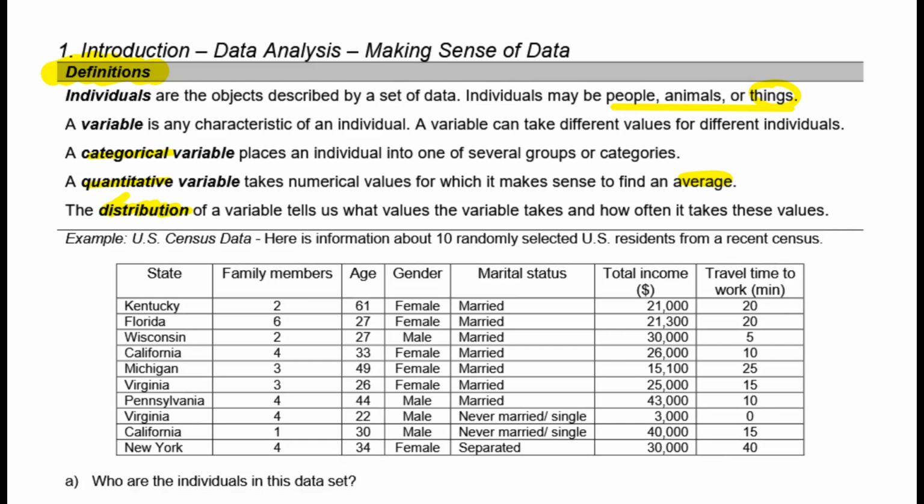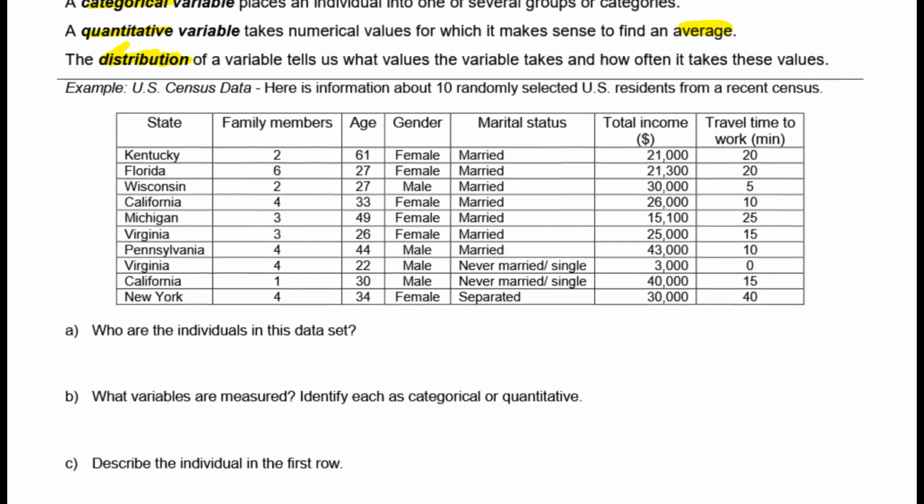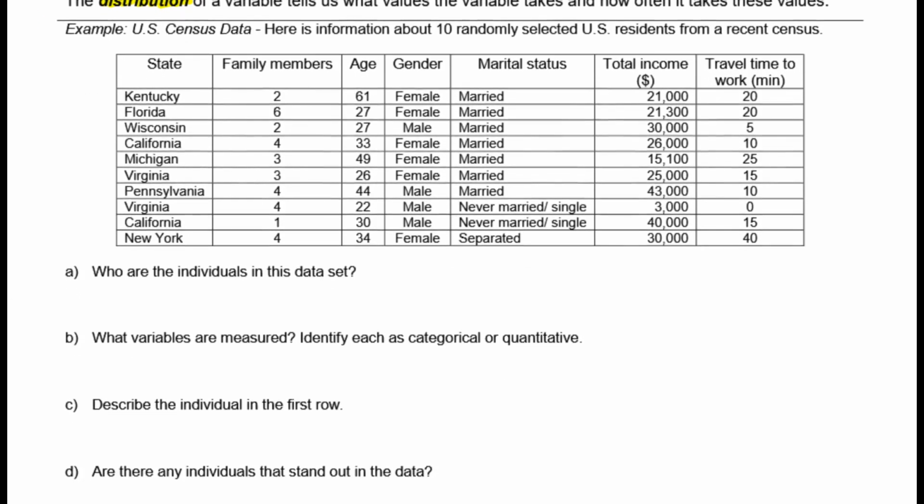It's our first example. U.S. Census data. Here's information about 10 randomly selected U.S. residents from a recent census. So we've got state, family members, age, gender, marital status, total income, and travel time to work. And then we have some questions about this set of data. So what I'd like you to do is take a look at the table, take a look at the questions, think about it a little bit before we go through those answers. Okay, so here are the answers to these questions. We'll write them out and then take some time to discuss them.